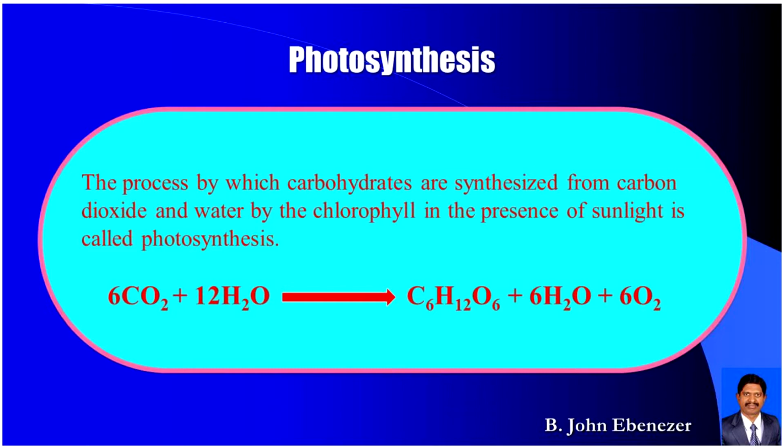Photosynthesis. The process by which carbohydrates are synthesized from carbon dioxide and water by the chloroplast in the presence of sunlight is called photosynthesis. 6 molecules of carbon dioxide combine with 12 molecules of water to produce 1 molecule of glucose, 6 molecules of water, and 6 molecules of oxygen.